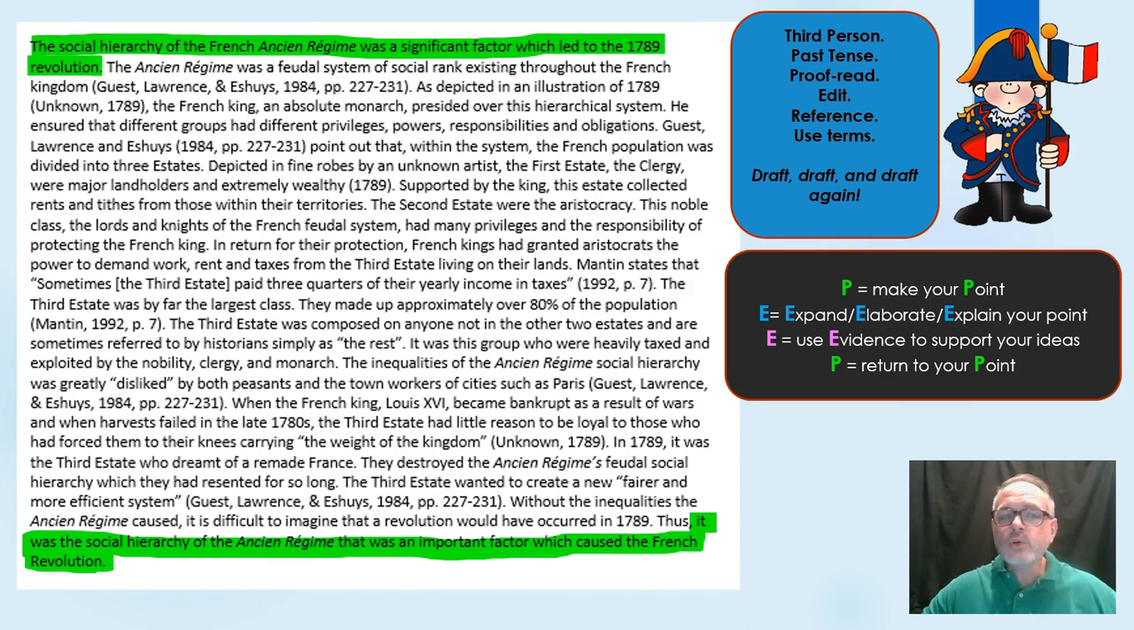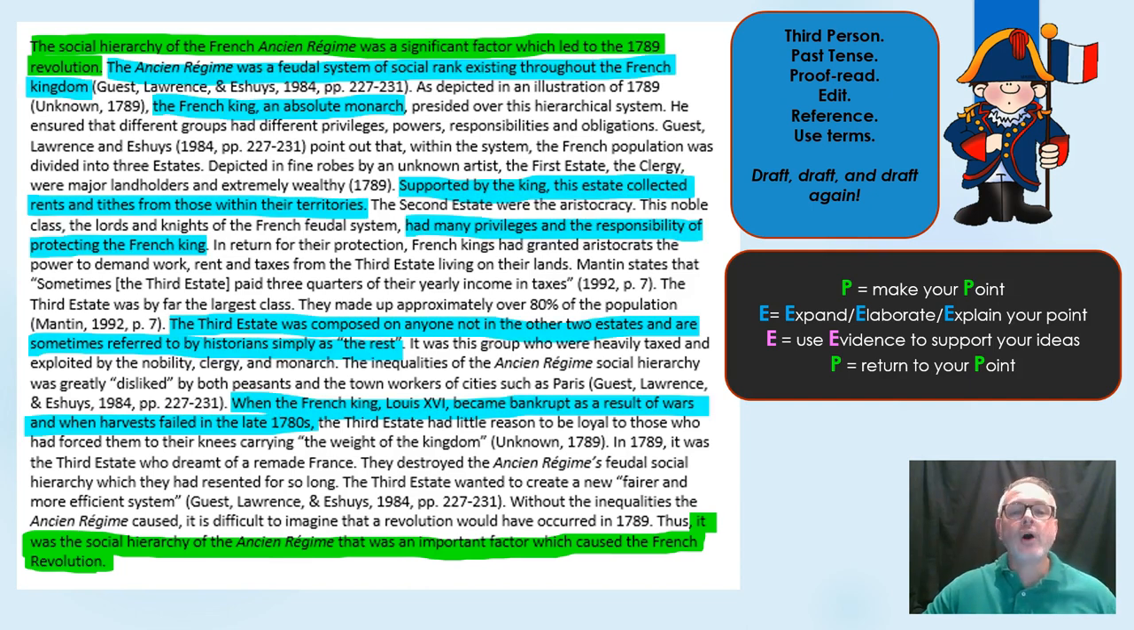After my initial first statement of the point, I want to expand upon it. I want to define some of my terms. So you see I go very quickly into explaining what the ancien regime is. I explain what the king was as an absolute monarch. I then talk about how estates are supported by the king in collecting taxes. I expand and explain points. I then talk about the privileges and responsibilities. These aren't so much in the evidence, even though the evidence connects to them.